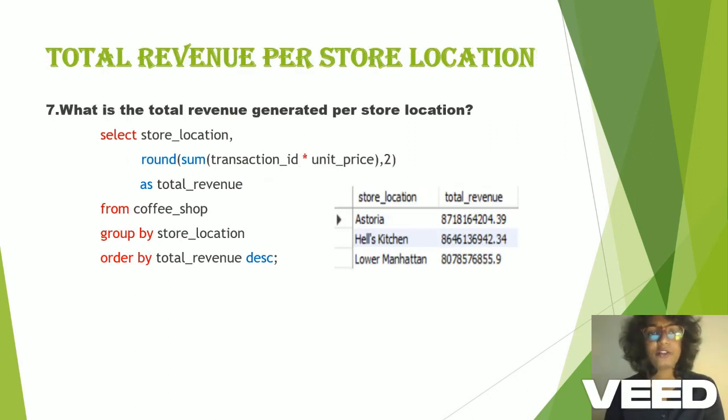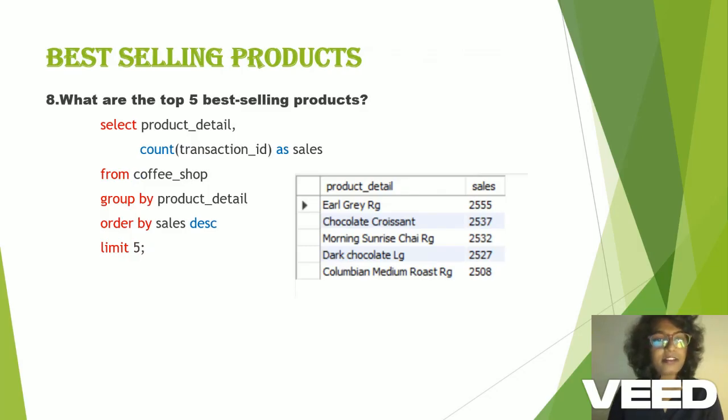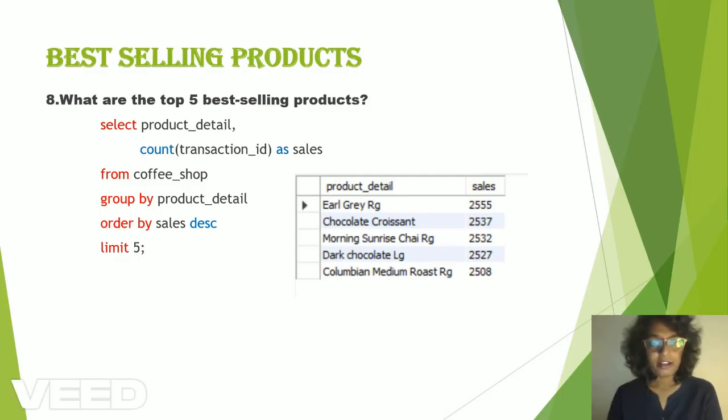Question number seven: what is the total revenue generated per store location? By calculating revenue for each store location, we got Astoria has the highest revenue, followed by Hell's Kitchen, and so on. Question number eight: what are the top five best-selling products? By calculating total transactions for each product, we got Earl Grey RG has the highest sales, followed by chocolate croissant and morning sunrise chai RG, then dark chocolate LG.